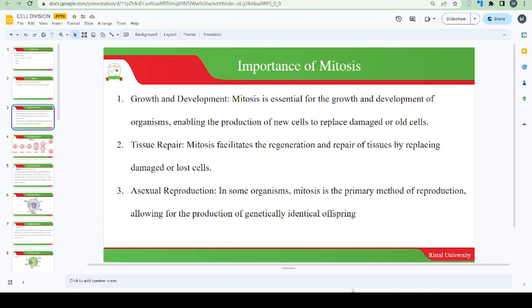Tissue repair. Mitosis facilitates the regeneration and repair of tissues by replacing damaged or lost cells. For example, in the morning, when you wake up and before you apply Vaseline on your body, you will realize that there are some whitish stuff or cells. Those are cells that are worn out and they have been replaced by the process of mitosis.